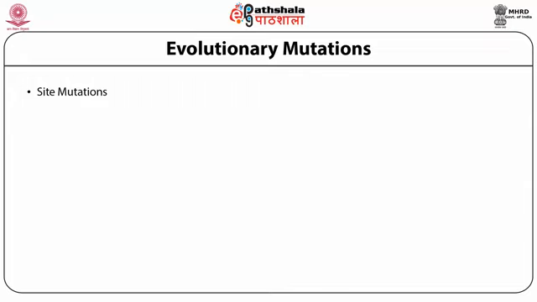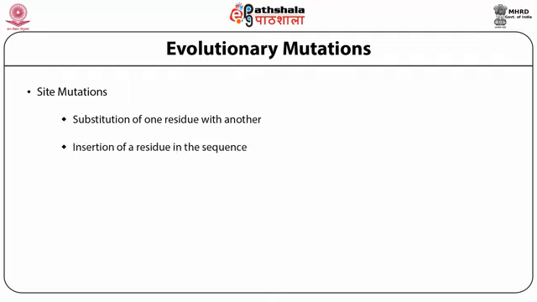Site mutations include three cases. First being substitution of one residue with another. Second is insertion of a residue in the sequence. And the third is deletion of a residue from the sequence.